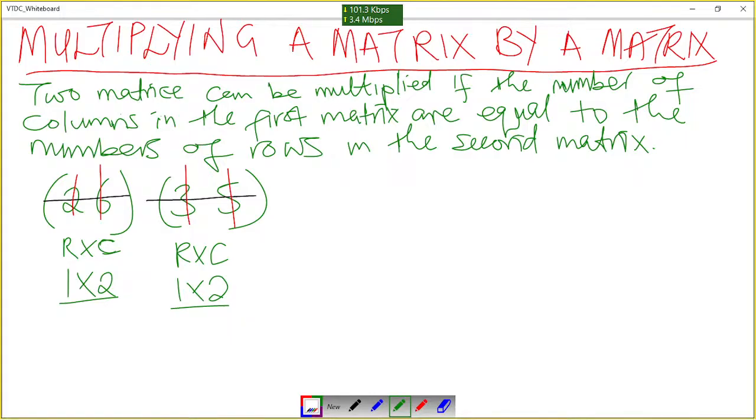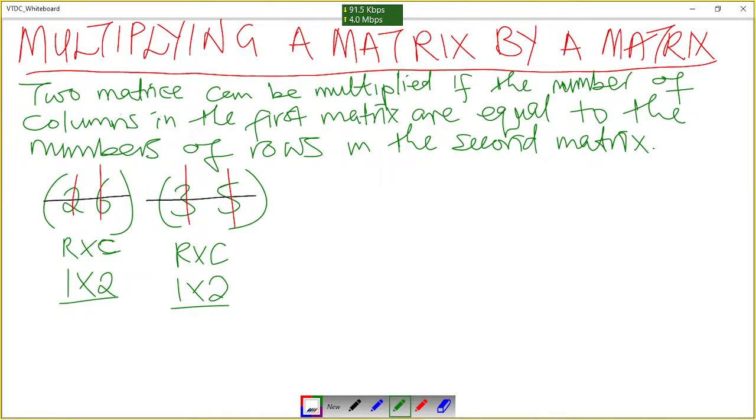What do you think, viewers? Do you think these two matrices can be multiplied, or do you think they cannot? If you think they cannot, what are your reasons for saying they can't be multiplied? If you feel they can be multiplied, what are the reasons why you feel they can be multiplied?